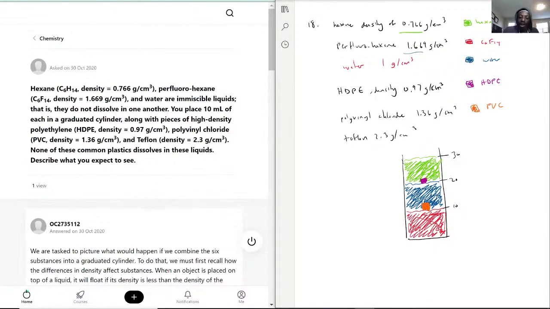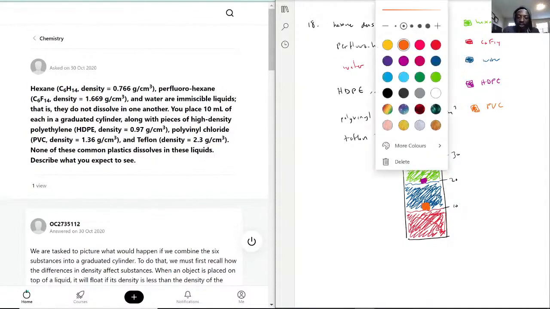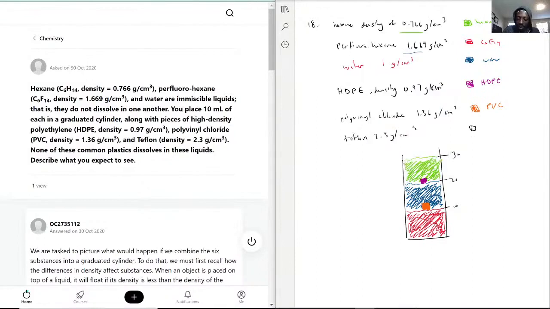Now Teflon. Let's go back to black to make it easier. Teflon, and you notice it's 2.3 grams per centimeter cubed. So that will just sink right to the bottom. It's denser than any of the liquids. So this is where the Teflon will be. And just like that, you can see we have a full picture of what you would expect to see when you put these three liquids together along with those three plastics.